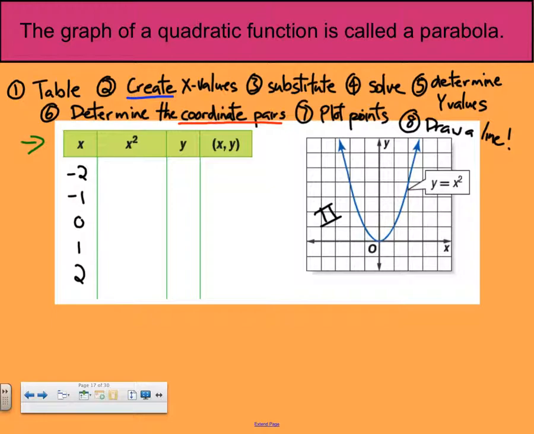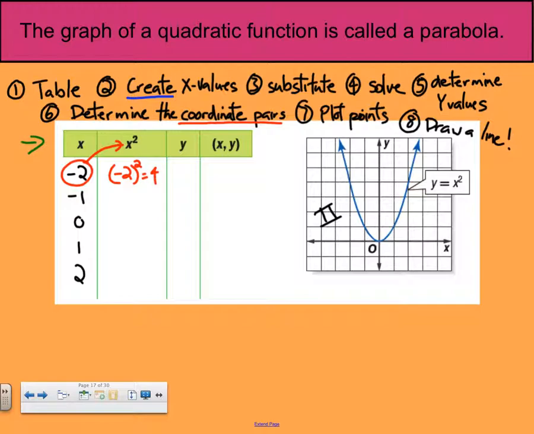Now we substitute. So notice we have this function, which is y equals x squared. So I'm literally going to take the x value that I chose or created and substitute it in for x. So now instead of x squared, I'm going to have negative 2 squared. And negative 2 squared is simply negative 2 times negative 2, and I know that is going to equal 4.